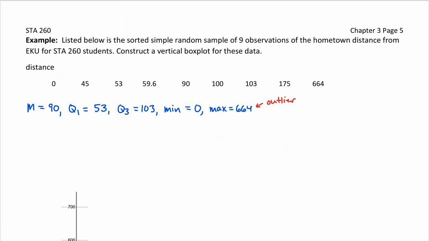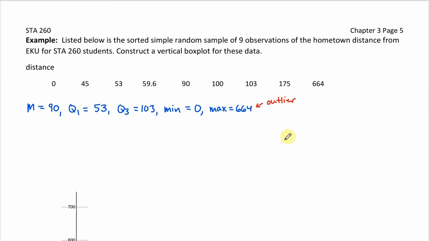This one is a little more elaborate because we did have an outlier. So we'd figured out what the median and the quartiles were. The max and min, right, everything's in order. Those are easy to catch. But the 664 was an outlier, which means that that upper whisker is not going there. It's actually going to the 175 because the 175 is the largest value that is not an outlier. So that's where that whisker is going to go.